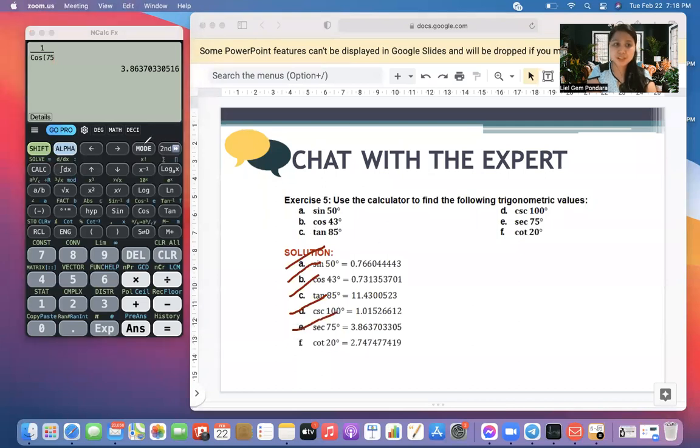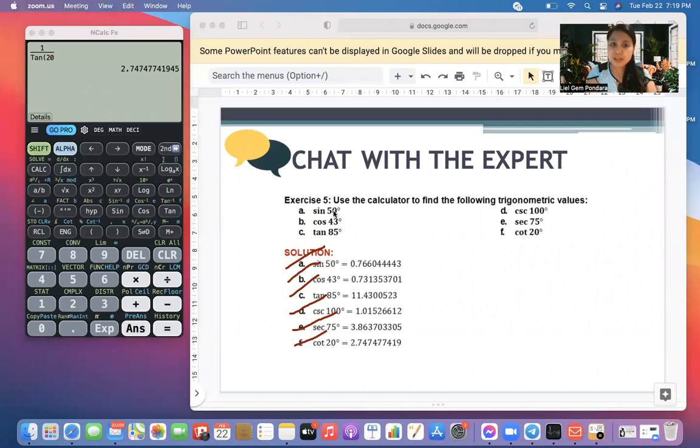And the last one, cotangent 20. Cotangent is the inverse of tangent. So we press 1 for the numerator and tangent for the denominator. Then 20. The answer is 2.7474774945. Let's mark it with a correct. You see, all of our answers using our calculator are correct with the ones written in our module.